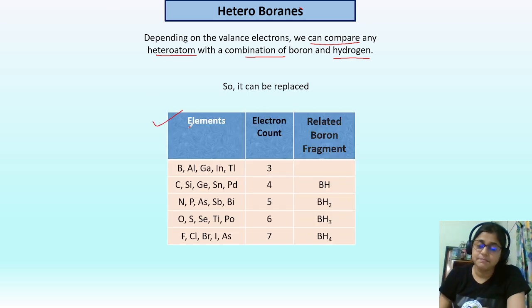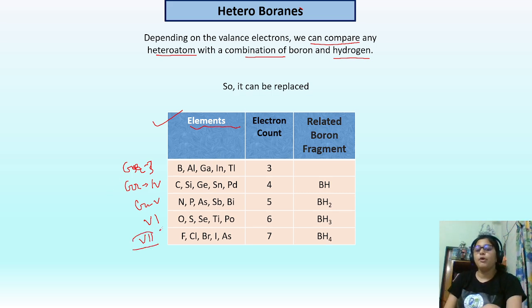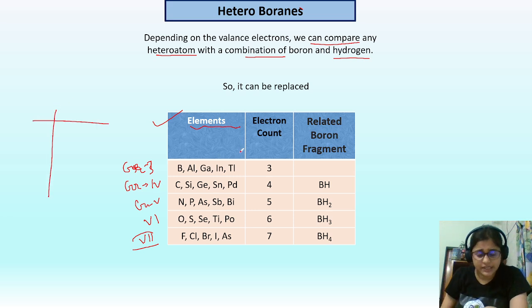How? See the table. These are, let's say, the elements. This is group 3 element. This is group 4 element. This is group 5 element. This is 6 and this is 7, right? All are p block. So the electron count, we know, for boron is 3, and this is the same for the whole group. Group means like this is the group and this is the series in the periodic table. So boron, aluminium, gallium, indium, thallium.